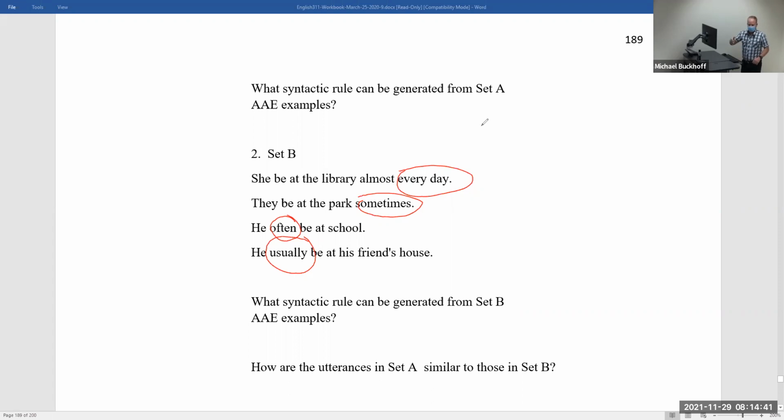It's an occurring thing. So if you have, she be at the library, you could probably say she usually goes to the library almost every day, right? So you're talking about a recurring habitual activity that's an ongoing thing. So when the be verb is used in African American English, it's typically used to talk about a habitual activity. That's why you might use it there. That would be the syntactic rule that can be generated from the examples you see here.